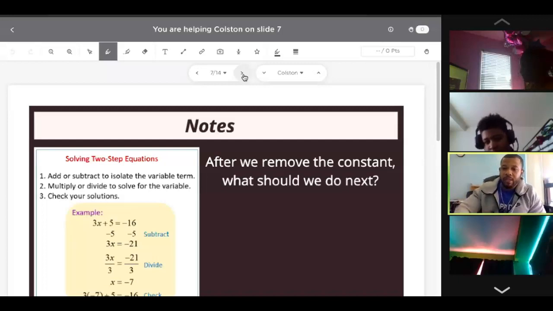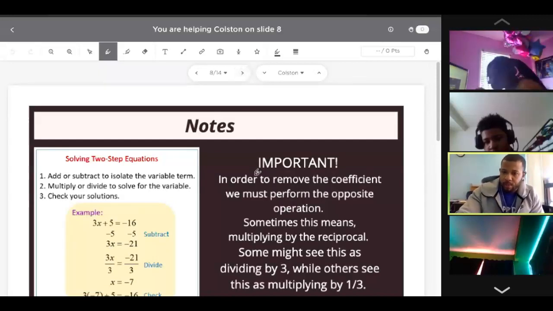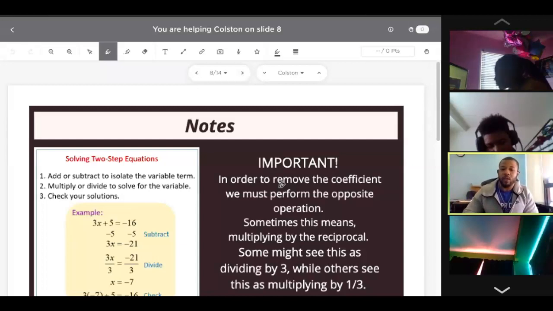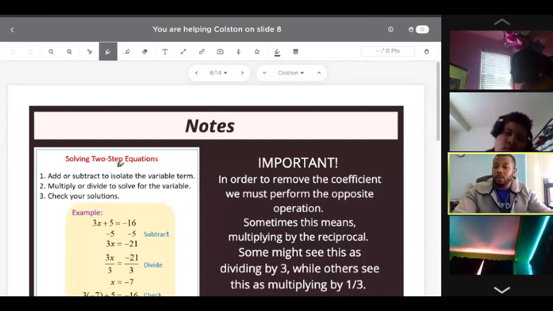So after we move the constant, what should we do next? We did that already. We already went by that part by talking through it. Important. In order to remove the coefficient, the number next to our variable, we must perform the opposite operation, sometimes meaning multiplying by the reciprocal. Some might see this as dividing by 3, while others see this as multiplying by 1/3.